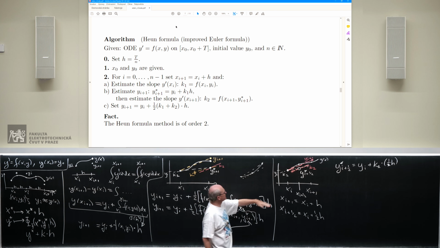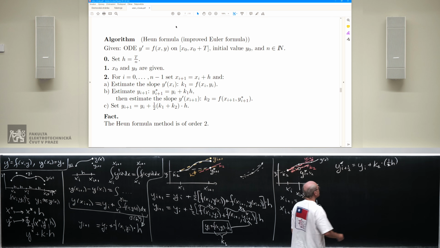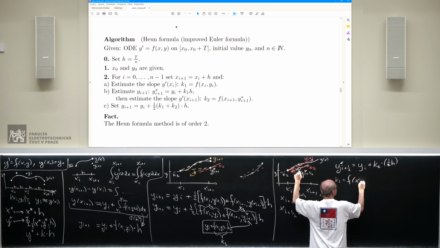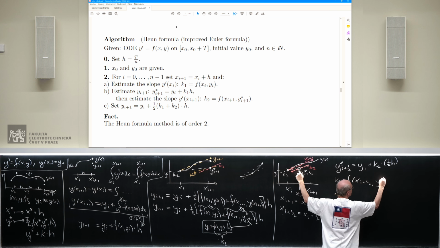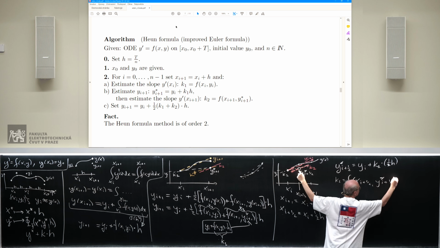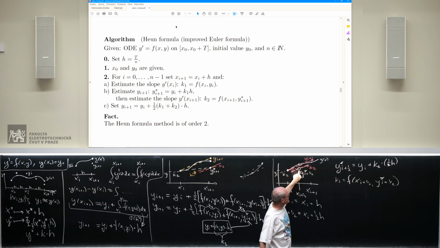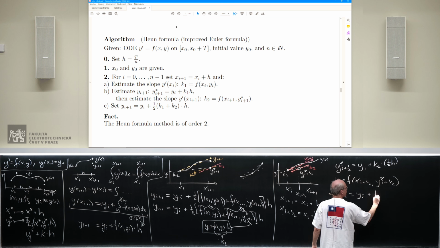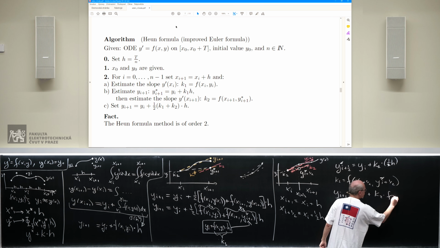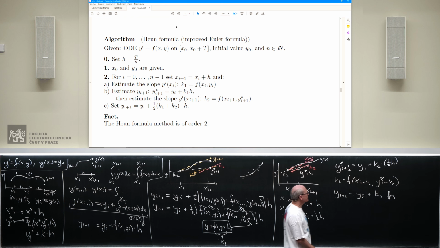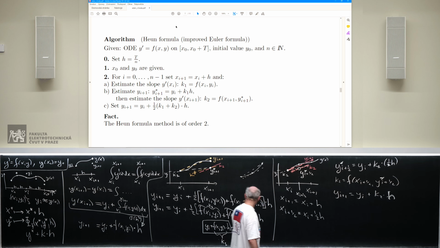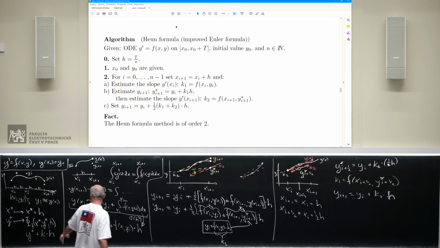The competitor looks in the middle and uses this slope. So the slope k2 I obtain by substituting this approximated middle point into f, into the right-hand side of my differential equation, and then I use it. Sorry, h here. So as you can see, the formula always looks the same. There is always some slope, exactly as I promised when I was introducing today's lecture.